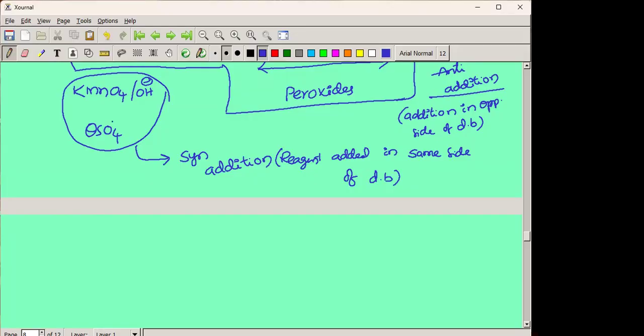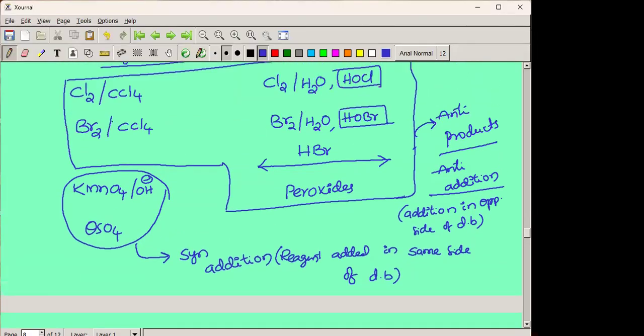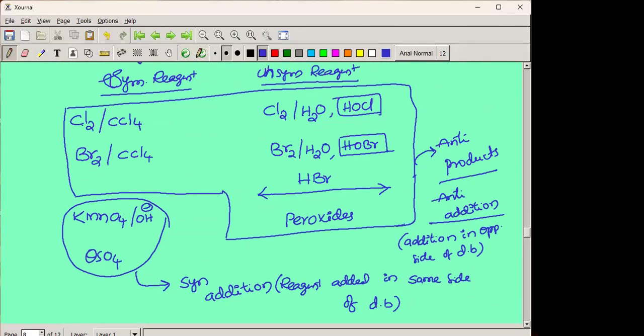So the different kinds of reagents we can use here. A lot of reagents are there. One is chlorine in presence of CCl4, chlorine in presence of water, bromine in presence of CCl4, bromine in presence of water, HBr, KMnO4, osmium tetroxide, and peroxides. These three all belong to the oxidizing agents: KMnO4, osmium tetroxide, and peroxides. Okay, these are considered as oxidizing agents.